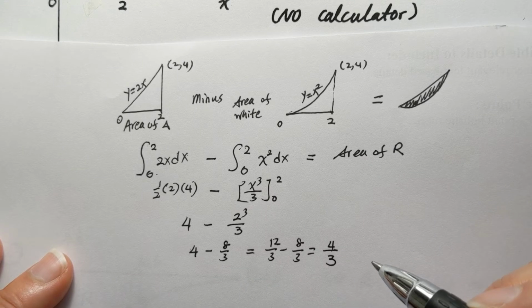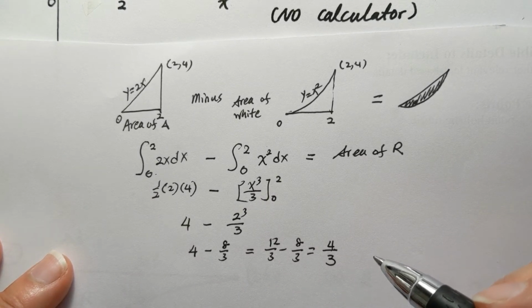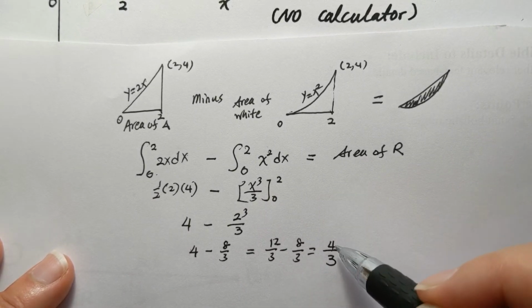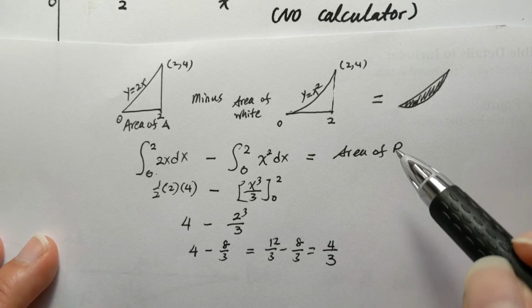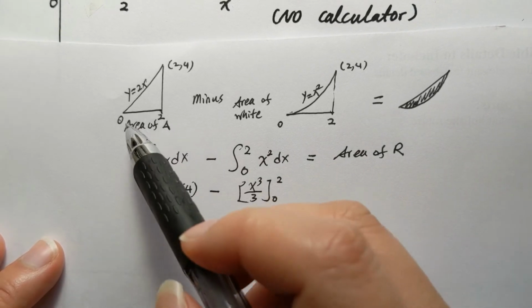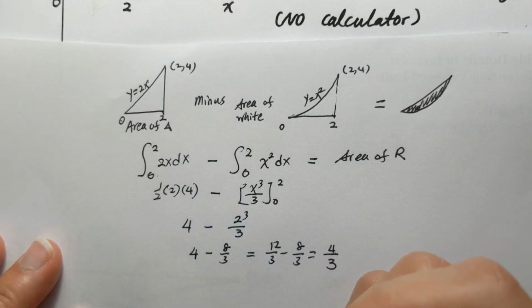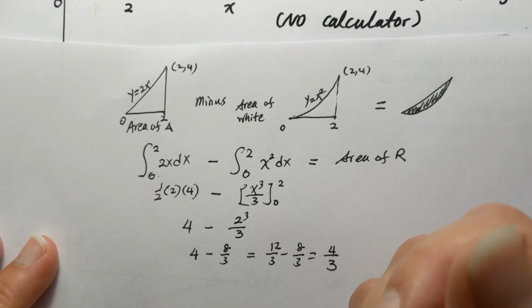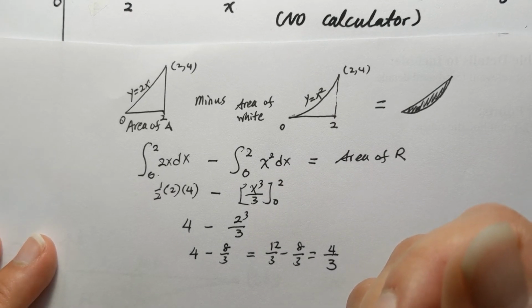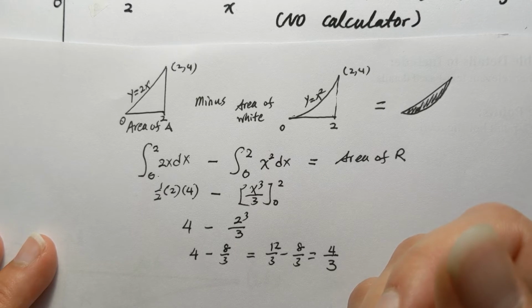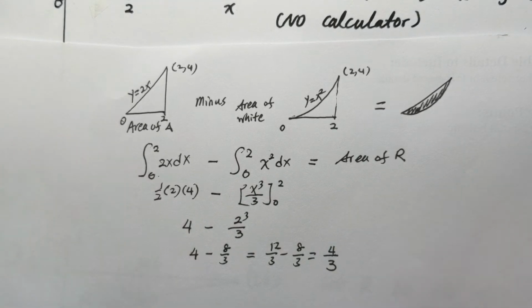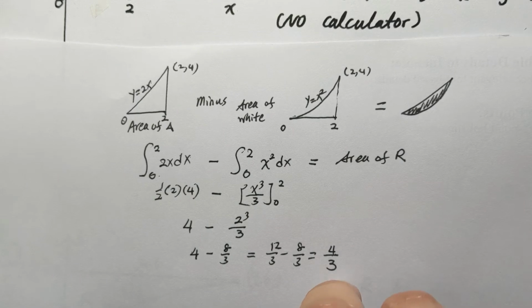So we finished finding the area of R using the second method. So that is 4 over 3. This method works when you have a special shape that is in quadrant 1 or quadrant 2. The first method I showed you works all the time, it doesn't matter whether it's in quadrant 1, 2, 3, or 4. Okay. Now let's take a look at question number 2.